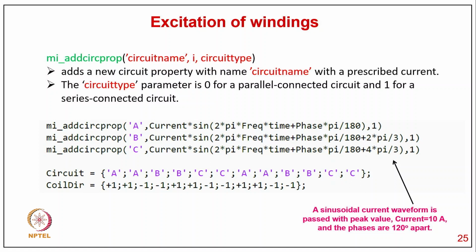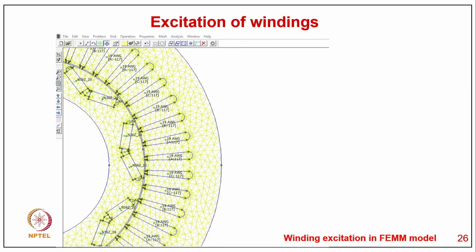And mi_add_circuit A, typically current into sine 2 pi, frequency into time, plus phase phi by 180, comma 1. Similarly for phase B and phase C with the phase shifted by 120 degrees, and then circuit A comma A semicolon A comma B for excitation of different windings, and then coil direction +1 -1 with the direction of current. The sinusoidal current waveform is passed with the peak value of current 10, and the phases are 120 degrees apart. And here is the winding excitation in the FEM model.